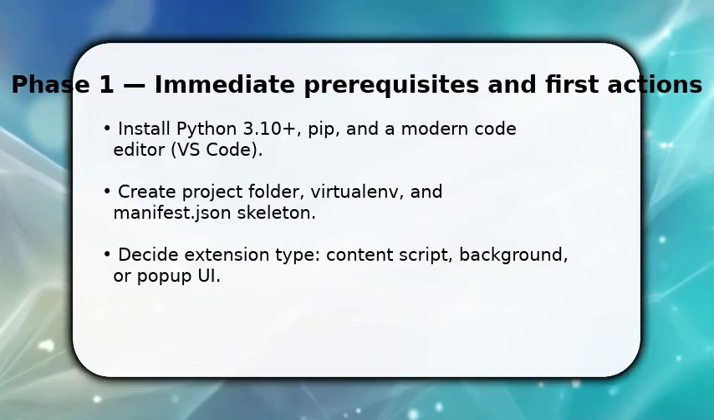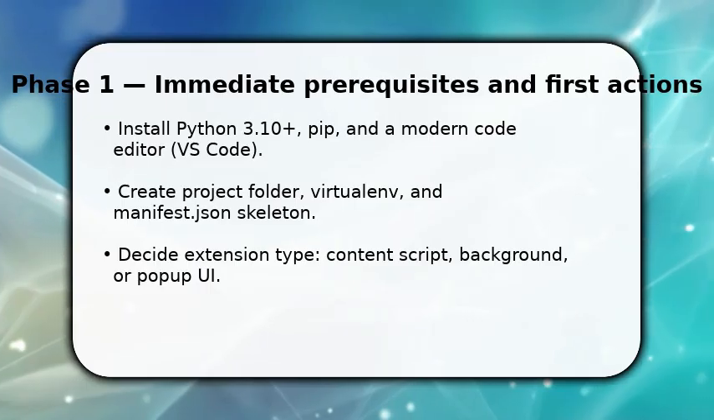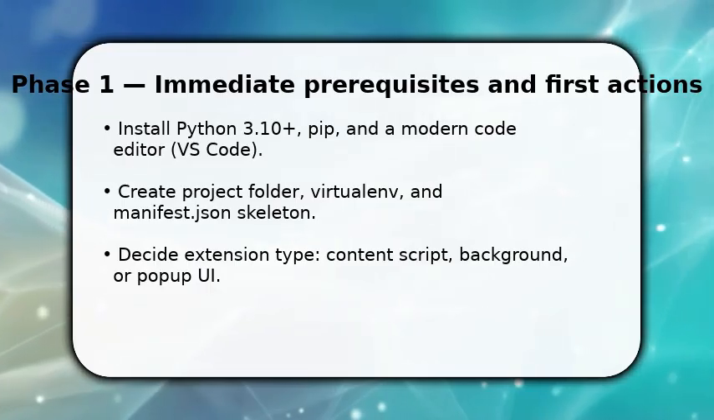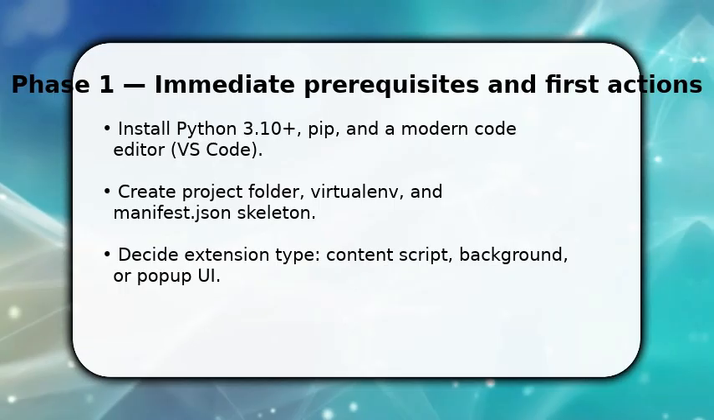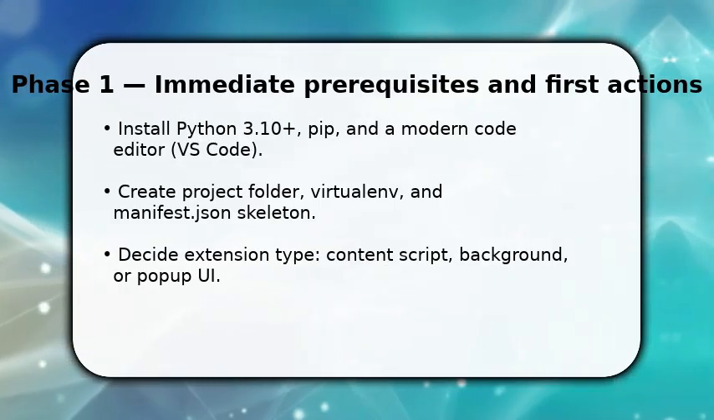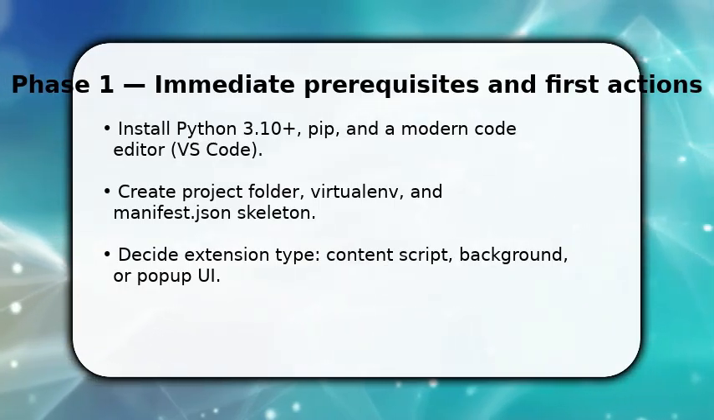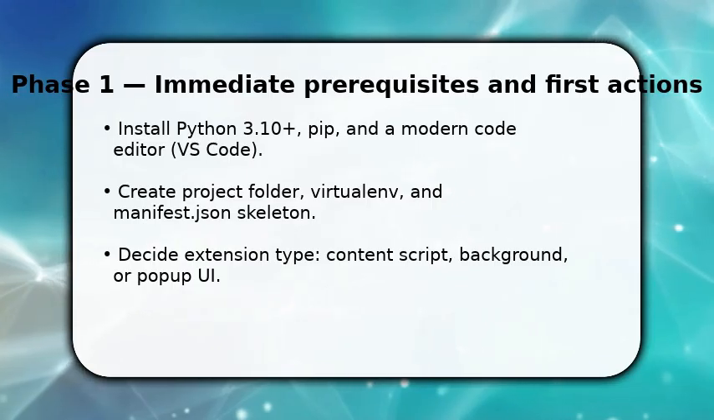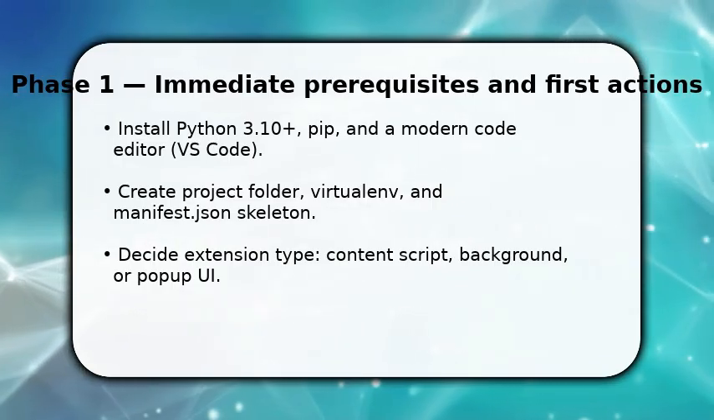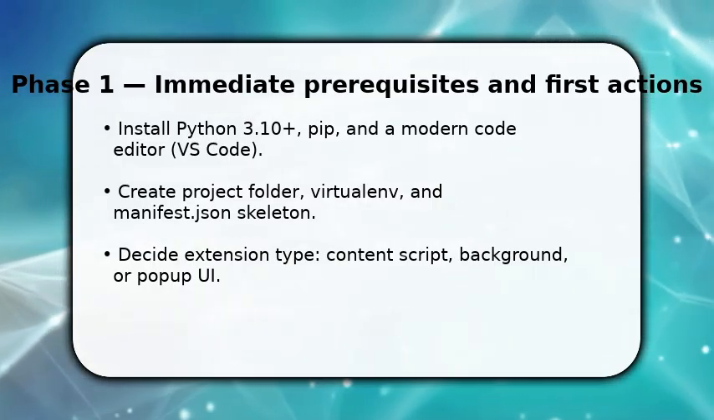You start by preparing exactly what the extension needs. Install Python 3.10+, pip, and a code editor, and set up a virtual environment. Once done, create a project folder and add a minimal manifest.json with name, version, and manifest version 3 entries so Chrome recognizes it.